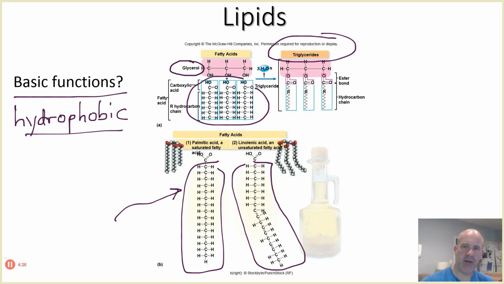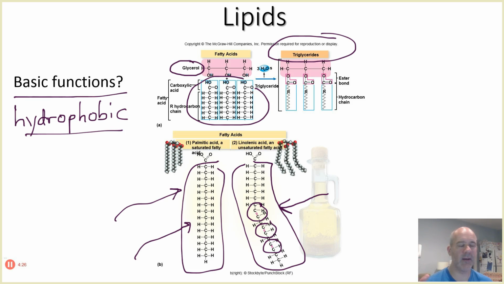And what does saturated versus unsaturated mean? If you notice, all of the carbons in that chain have single bonds to hydrogens. If you notice over here, we have an unsaturated fatty acid, and some of the carbon-carbon bonds in there are double bonds. And a double bond means that those carbons are sharing 2 pairs of electrons with each other.